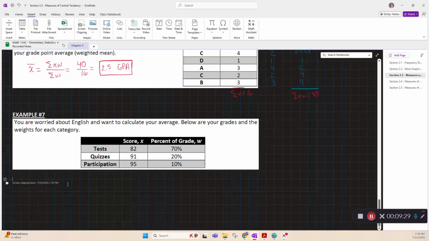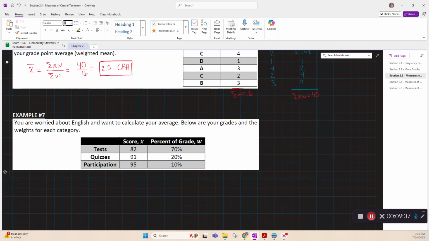Okay, you are worried about your English grade. Wah, wah, wah. Okay, that was a bit mean. I'm sorry. Not really. You're worried about your English grade and want to calculate your average. Below are your grades and the weights for each category. So notice they already give you the X times the W.